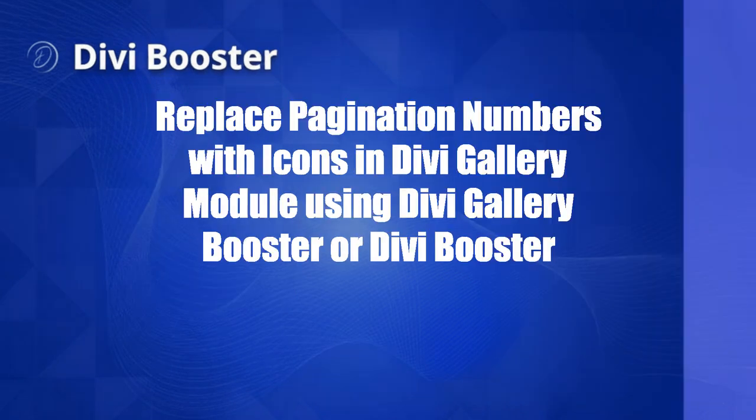To replace the default pagination numbers with custom icons in the Divi Gallery module, you can use either the Divi Gallery Booster plugin or the Divi Booster plugin, which includes the features of Divi Gallery Booster. These plugins make it simple to transform your gallery's navigation without needing any custom coding. By using the pagination number display setting provided by these tools, you can switch from numbers to a visually appealing icon-based navigation system. This not only modernizes the look of your gallery, but also creates a more intuitive experience for your visitors. For details and links to these plugins, refer to the accompanying post.